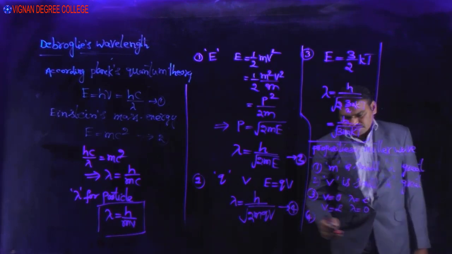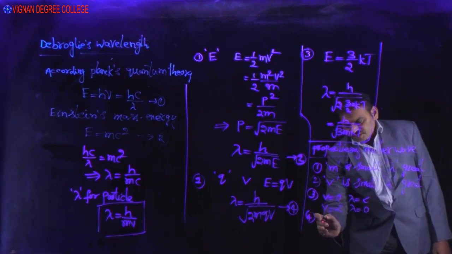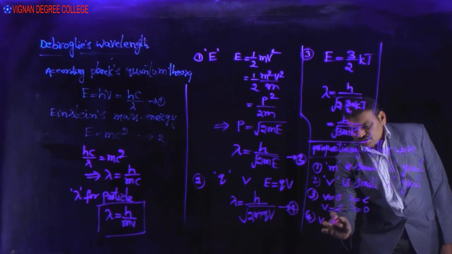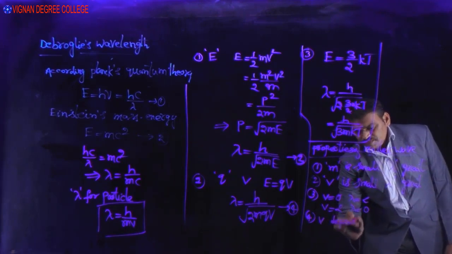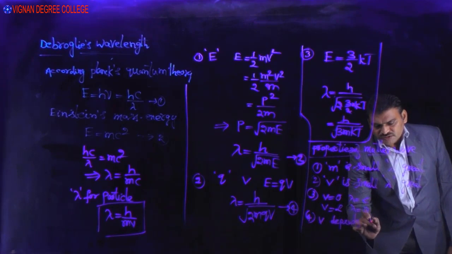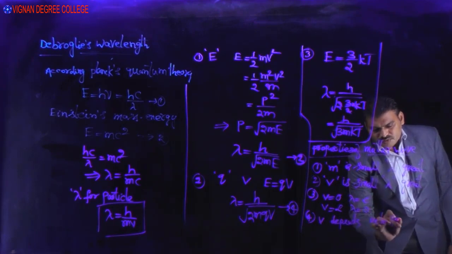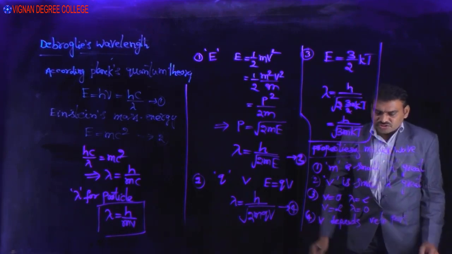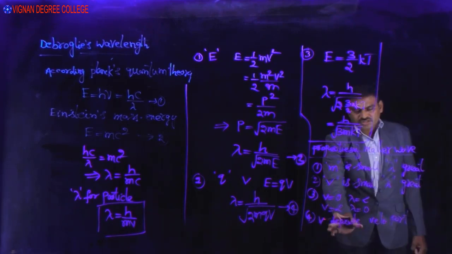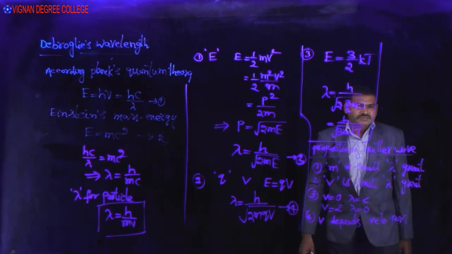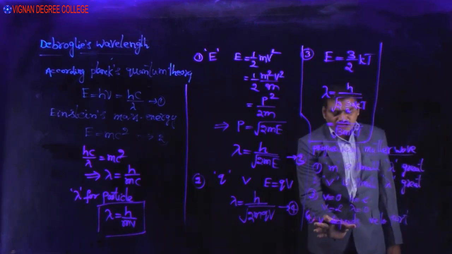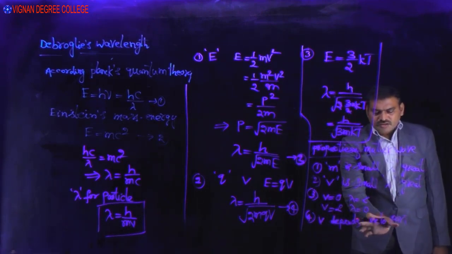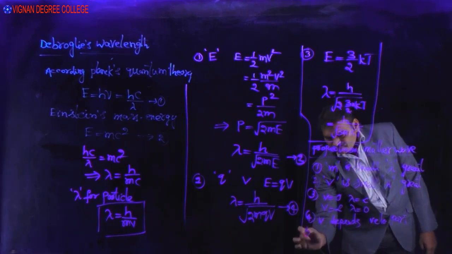The fourth property is, the velocity of matter waves depends on the velocity of the particles. Whereas for electromagnetic waves, the velocity is constant. But in the case of matter waves, the velocity depends on the velocity of the particles.